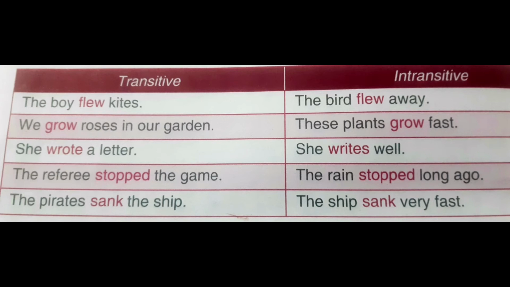Now the third sentence. She wrote a letter. What did she write? Yes, she wrote a letter. Here, the verb wrote is a transitive verb because it has an object. But in the next column, she writes well. Here, the verb writes is an intransitive verb because it does not have an object. But it makes complete sense.